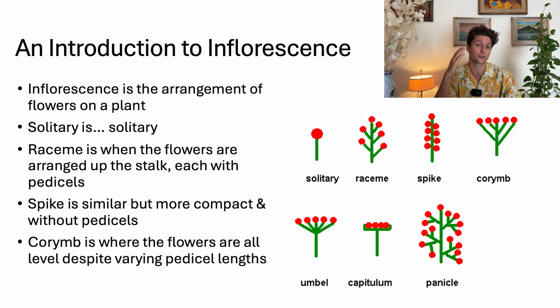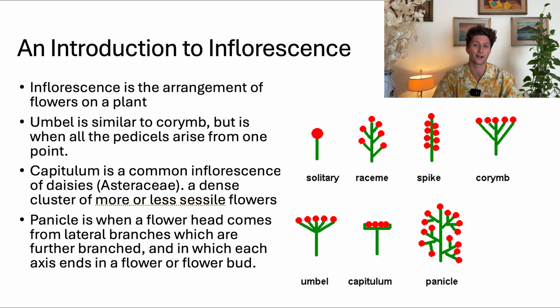It's flowers arranged up a stalk, but it's more compact and the individual flowers don't have pedestals or have very short ones. The next one is corymb, and corymb is where the flowers are all level despite having varying pedestal lengths. So they all come out at the same height on the top, but the pedestals to make them at the same height at the top are at different lengths. The next one after this is umbel. Umbel is similar to corymb, but it's when all the pedestals arise from one point on the plant.